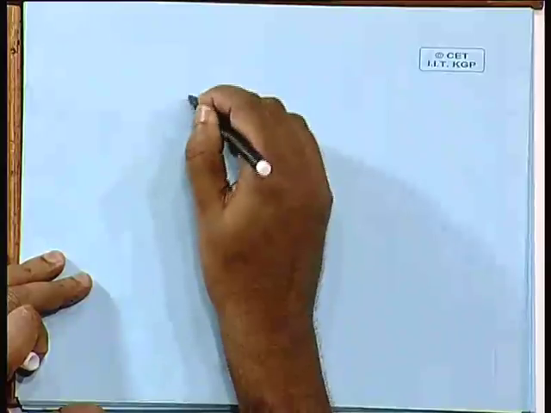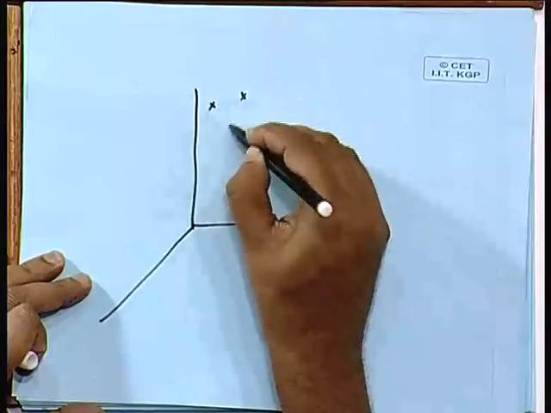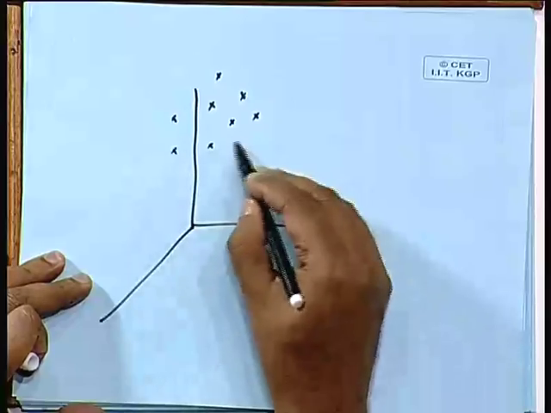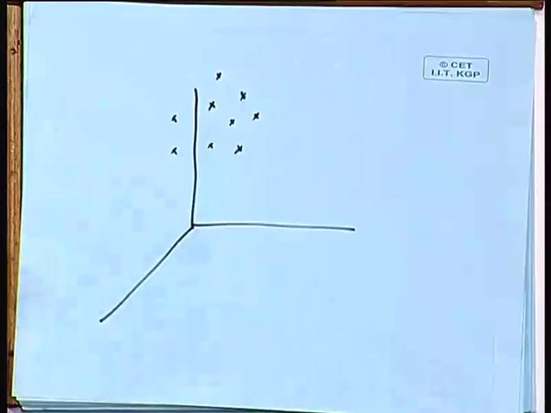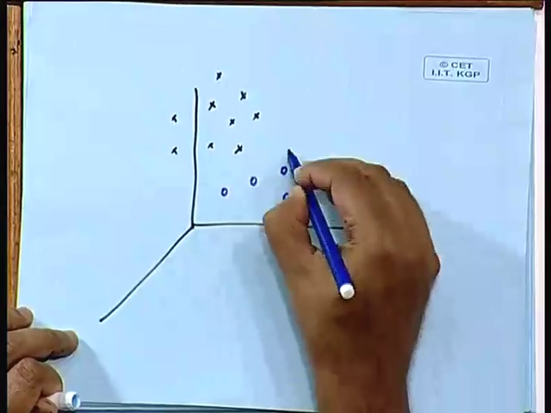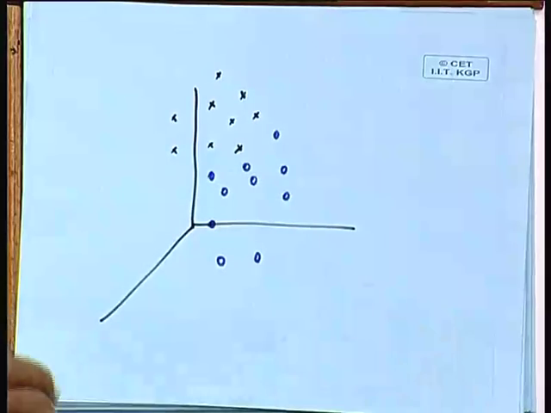Now, if the pattern is not linearly separable, and you have a space like this, it is very difficult to draw a multidimensional space, but let us say that here we have pattern class 1, somewhere, and let us say we have another pattern class 2, which are like this, in a multidimensional space.